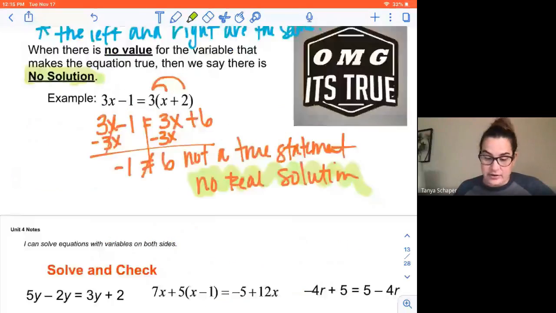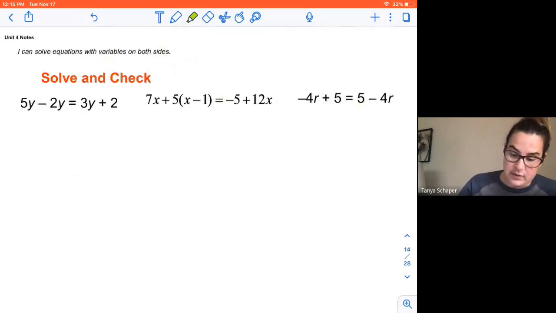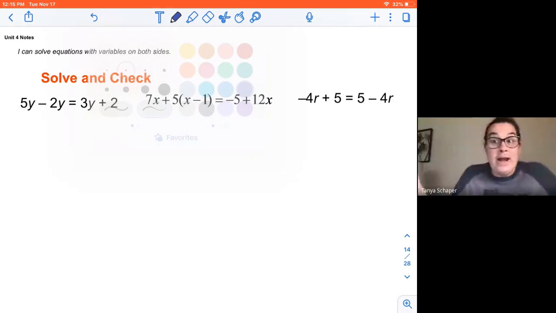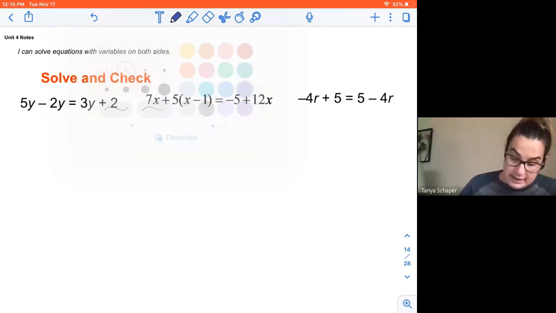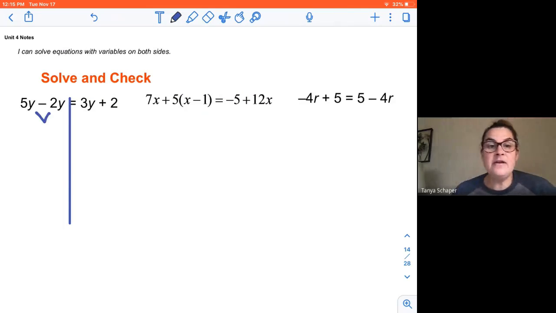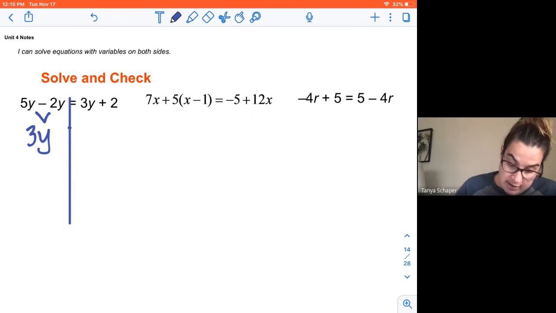So let's talk through these three equations. Let's say I'm looking at an equation and I'm not really sure if it's no solution, all real numbers, or one answer. So I'm going to solve it like I normally would. I'm going to start by simplifying. 5y minus 2y is 3y. That's equal to 3y plus 2.